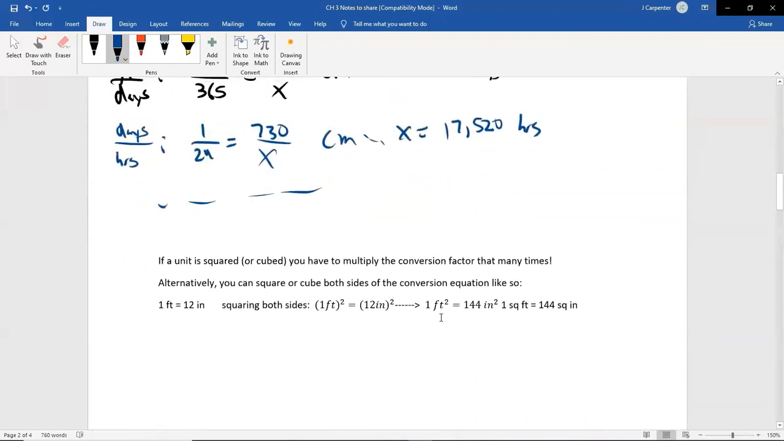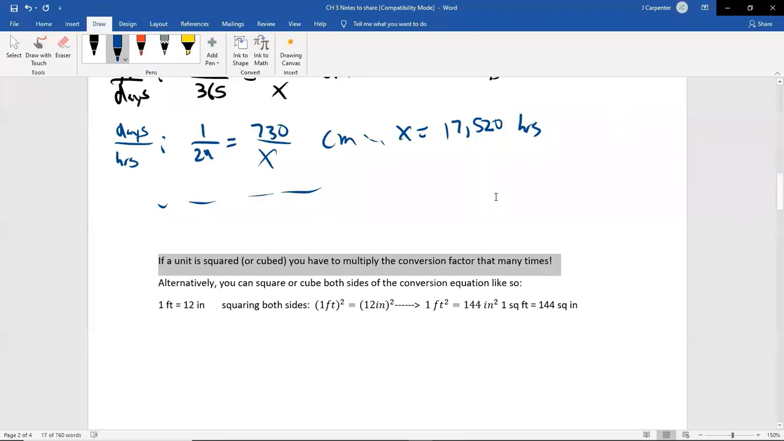All right. So next thing, what if a unit is squared or cubed? So what if you need to convert from feet squared to inches squared, or from cubic feet to cubic inches, something like that? Because if we're talking about, say, the perimeter of a room or the volume of a box or a sphere or something like that, then your units are not just in feet or inches or whatever. They're in square feet if we're talking about a perimeter, or in cubic feet if we're talking about a volume.